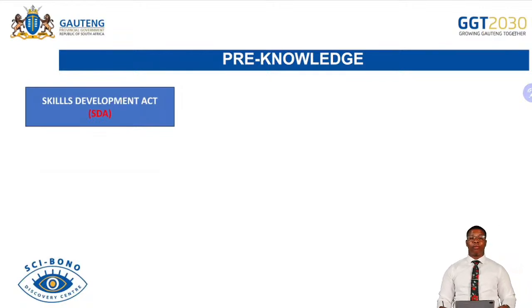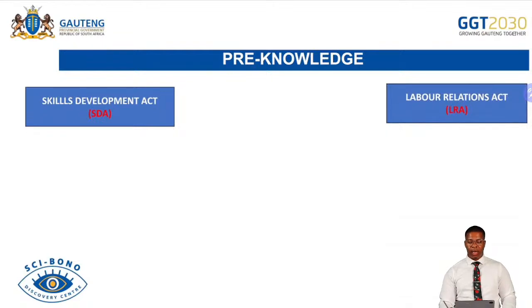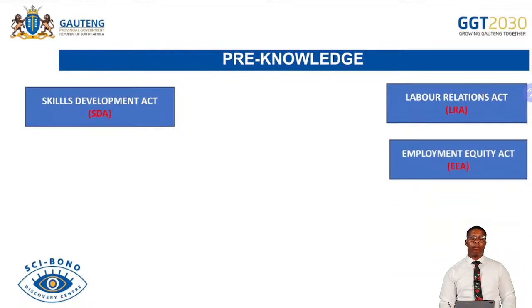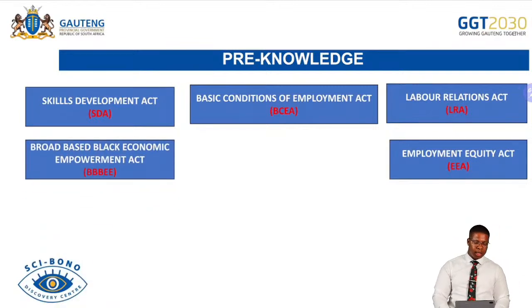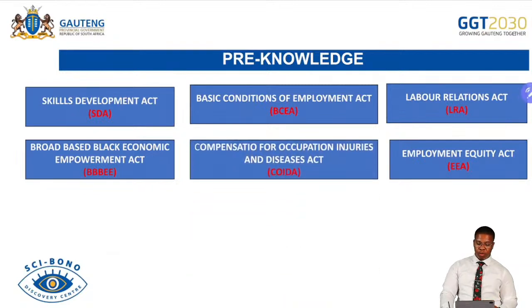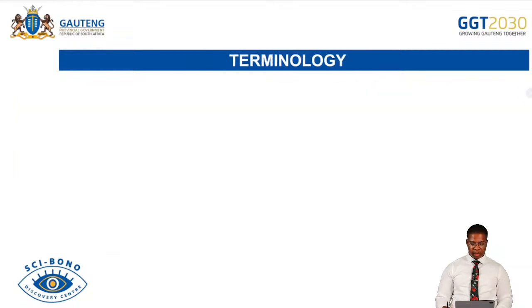Then pre-knowledge, this is what we've covered so far. We looked into the following legislations. We looked into skills development. We also looked into labor relations. Then we also looked into the Employment Equity Act. Then we looked into the Basic Conditions of Employment Act together with its provisions. Then we looked into the Broad-Based Black Economic Empowerment. Remember, this is a lesson where we also looked into the pillars of the Broad-Based Black Economic Empowerment Act, to say we have 5 pillars. And then we also looked into the Compensation for Occupational Injuries and Disease Act.